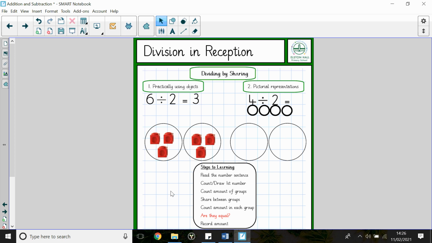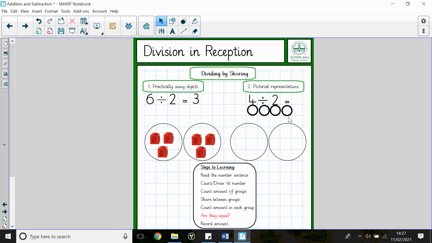The final method taught in reception includes pictorial representations. Looking to our steps to learning to begin, we read the number sentence aloud and identify the amount being shared and how many groups we're sharing between. 4 divided by 2 equals. Our next step is to look at the first number and draw the amount in a straight line using symbols. So here I have 4 circles.